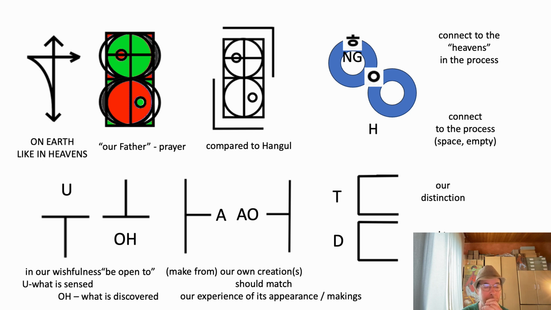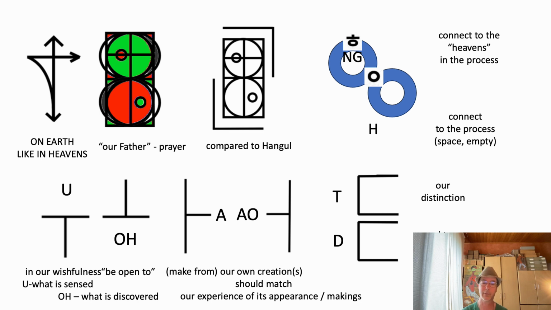The U, of course, it brings us down because these are the unprocessed things, and the O is rising up. So in our wishfulness to be open to something, what is sensed is here the U. What is sensed? What do we really have here? What do we have left in winter? We can discover something in spring afterwards, upwards again.